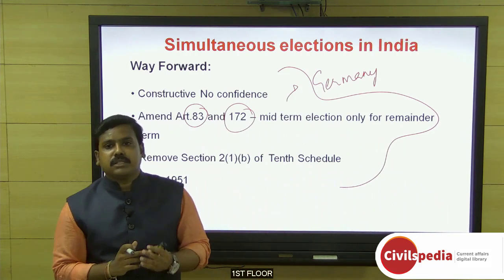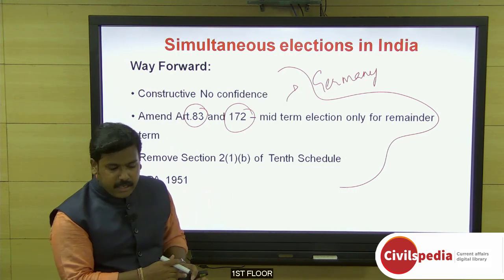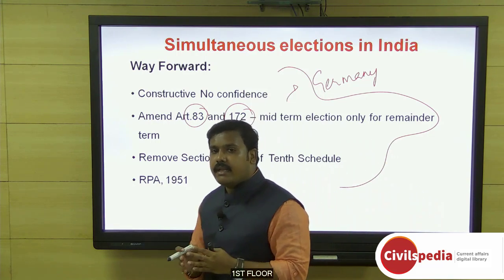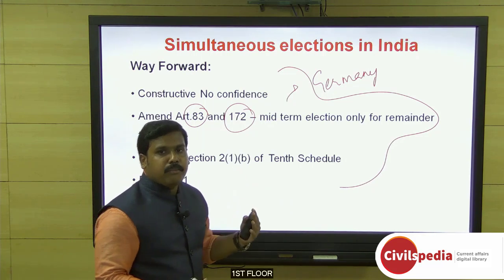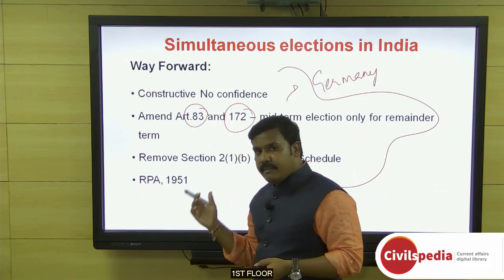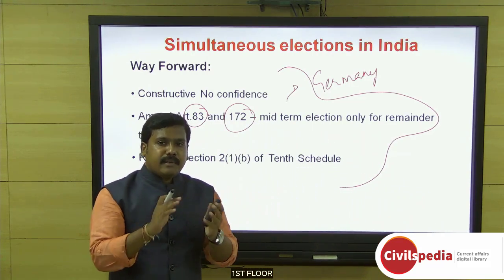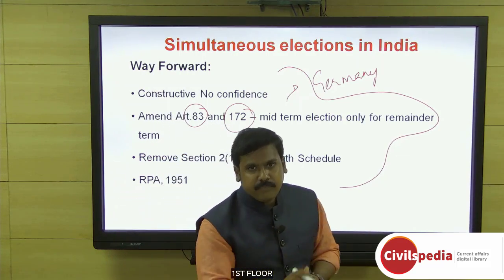Third is the removal of Section 2, Clause 1(b) of the 10th Schedule, which speaks about anti-defection. Because if we give some space for anti-defection, then again it will be a bottleneck to simultaneous elections. Lastly, bringing changes in the RP Act by including a definition for simultaneous elections. By this we can make simultaneous elections possible in India. But before that, political consensus has to be the key.